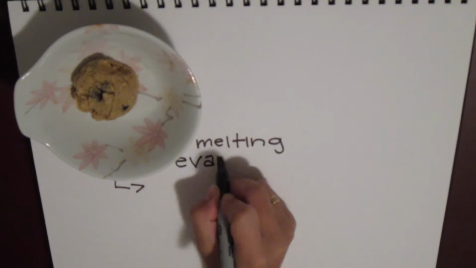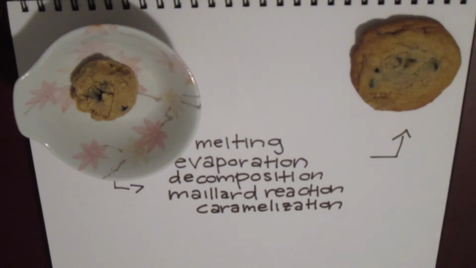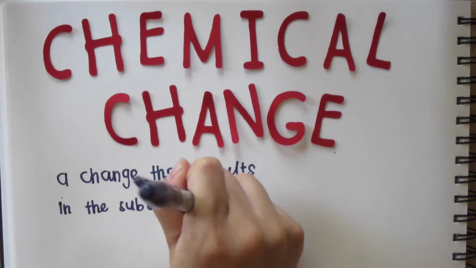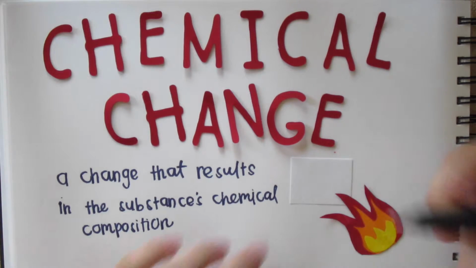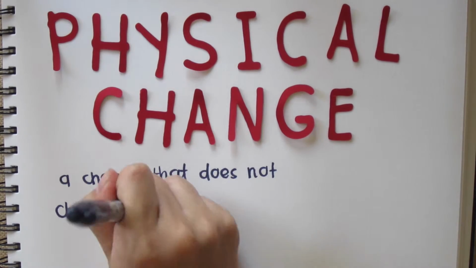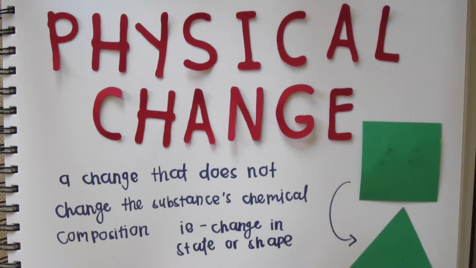On today's episode of Chemistry for Smarties, we are going to talk about the chemical and physical changes that the dough must undergo to become a cookie. Chemical change, a change that results in the change in the substance's chemical composition. Physical change, a change that does not change the substance's chemical composition, for example, change in state or shape.